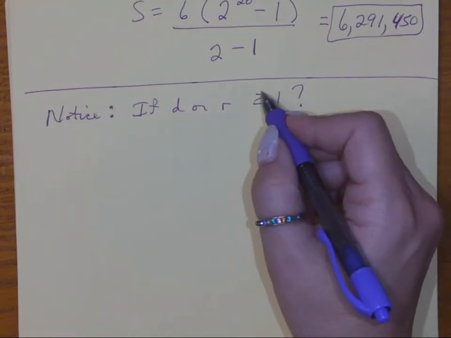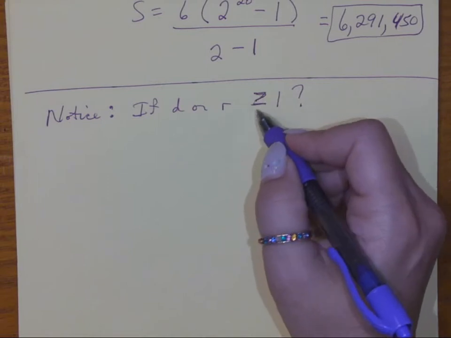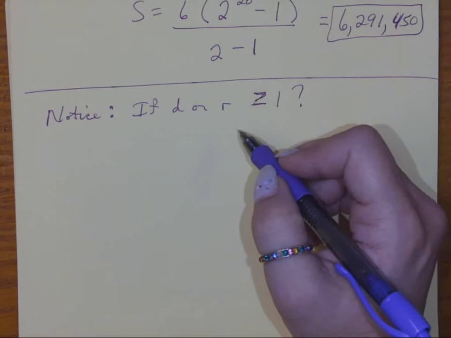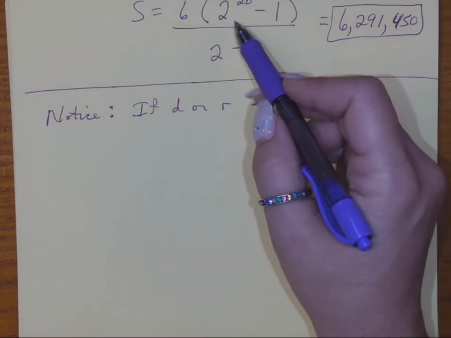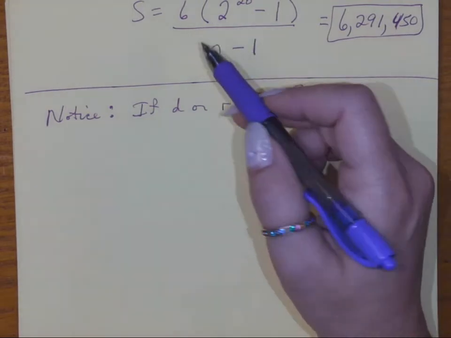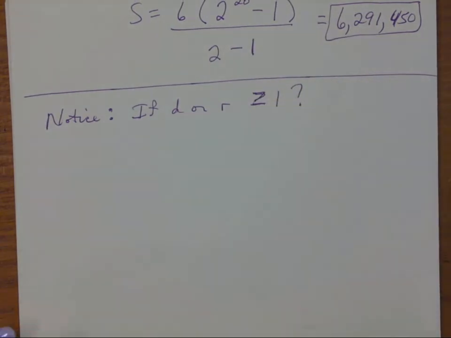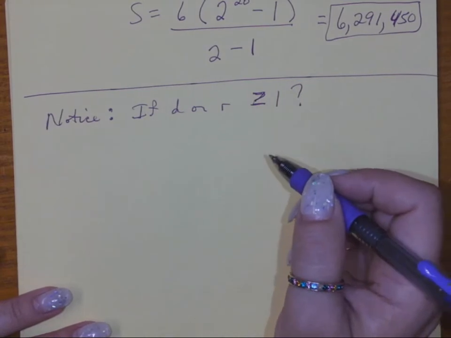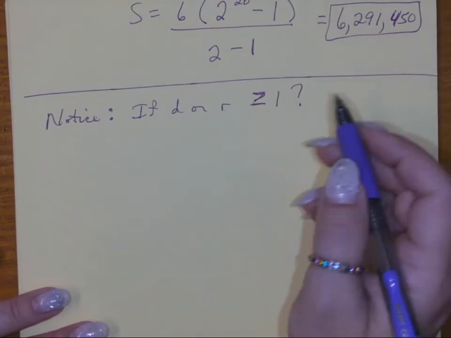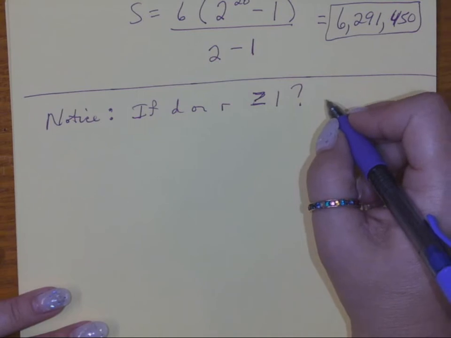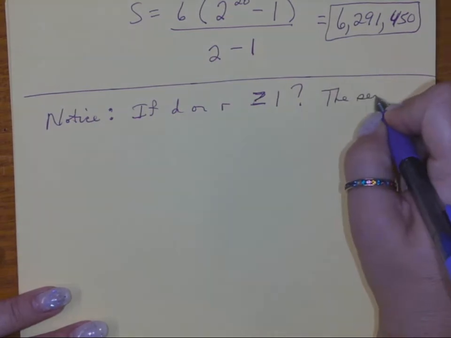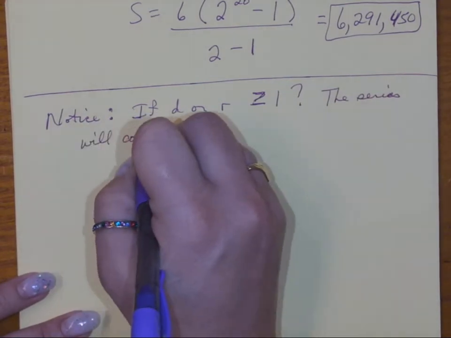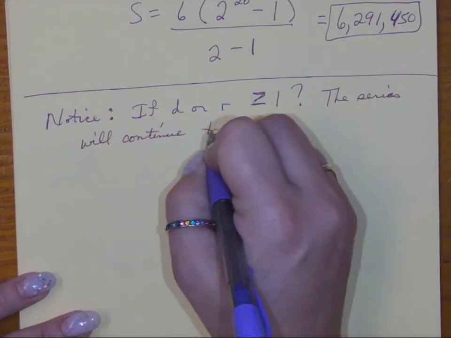If my ratio is equal to 1, then it would be like 1 to the 20th power up here. And that wouldn't be a big deal, but I still got this other stuff here, and I'm multiplying by 6, so things are growing, right? If my ratio was greater than 1, then clearly things are growing. And if it was less than 1, what would happen if the ratio was less than 1? So here the answer is the series will continue to get large.